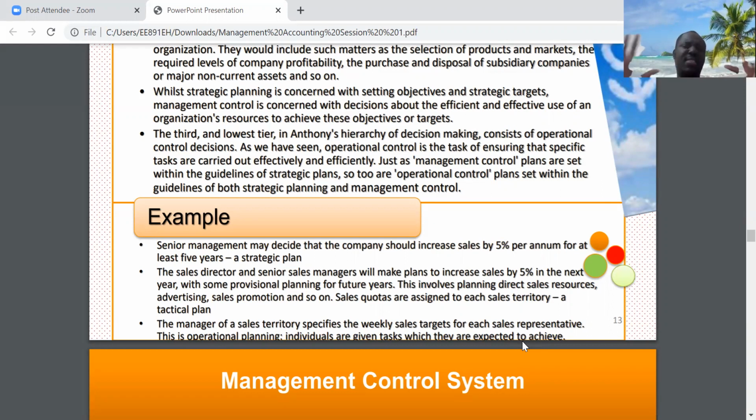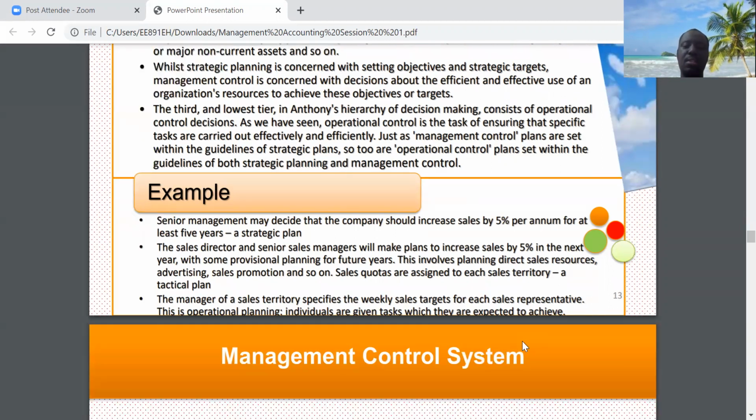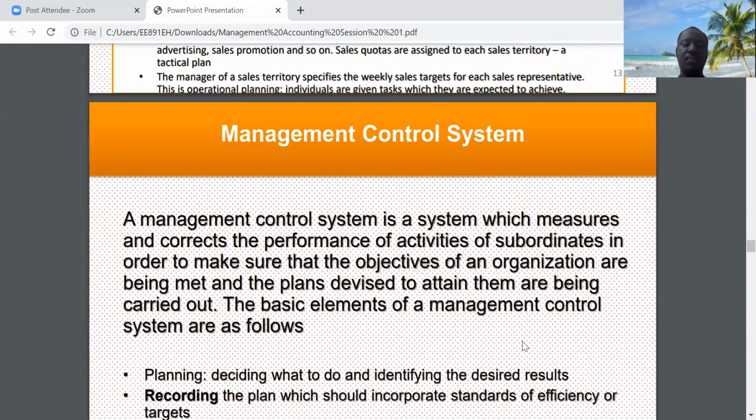So you see how everything is coming together. First off, you have a strategic plan, which is long-term. Then they break it down into manageable units. Then they break it down further under operational planning to specific tasks. Very, very important.